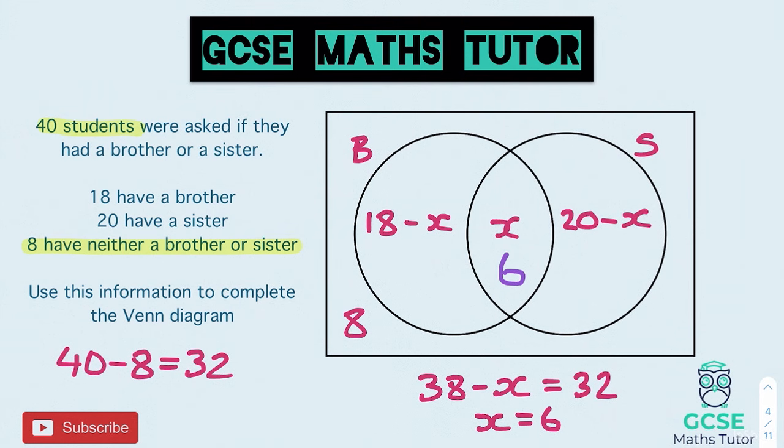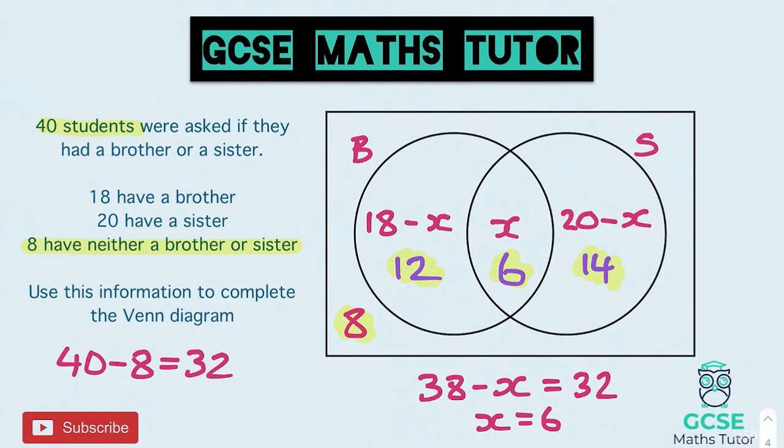And then we've got 18 take away 6 on the left, which is a total of 12. And we've got 20 take away 6 on the right, which is a total of 14. And again, just adding those four numbers together, 8 and 12 makes 20, add the 6 is 26, add the 14 adds us up to 40. So we've completed that Venn diagram.